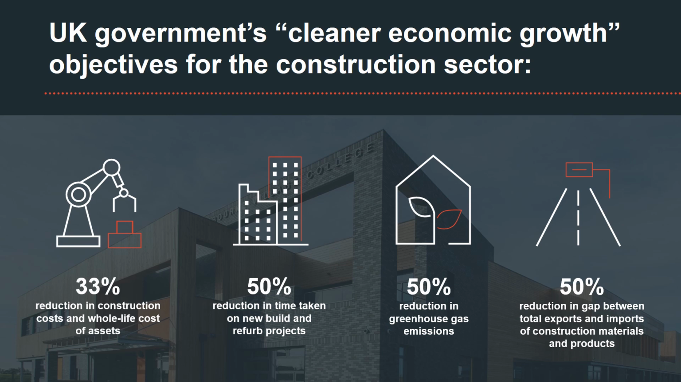The UK government has committed to achieving 4 key cleaner economic growth objectives, putting pressure on the construction sector: a 33% reduction in construction costs and whole life cost of assets, a 50% reduction in time taken on new build and refurb projects, a 50% reduction in greenhouse gas emissions in the built environment, and a 50% reduction in the gap between total exports and imports of construction materials and products. Modular is a solution that can address these objectives effectively.